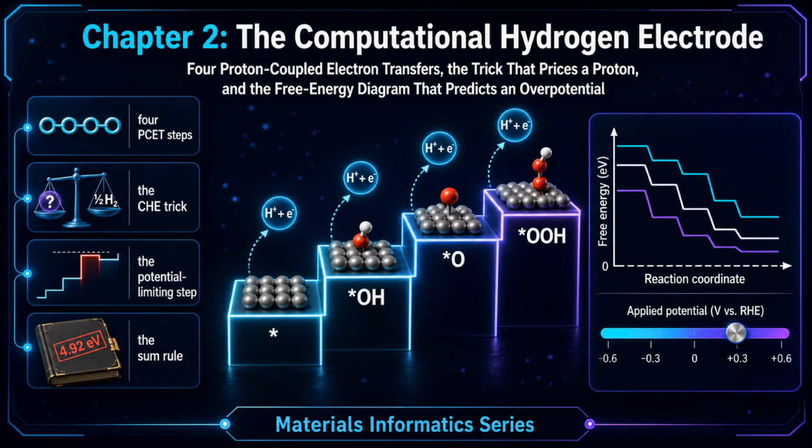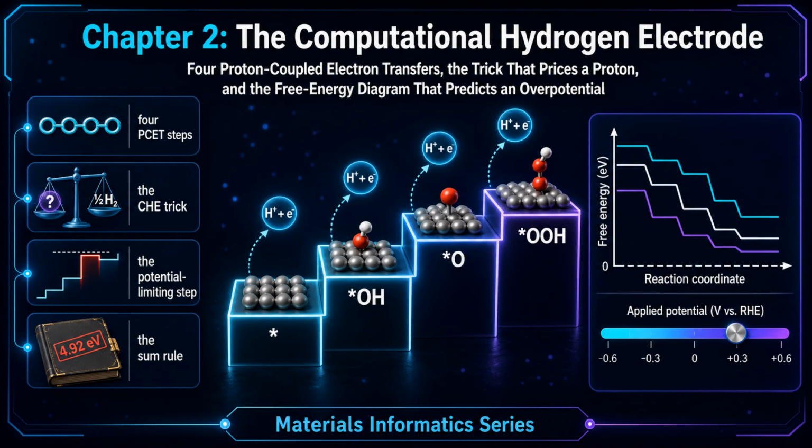Chapter 1 left us with a target and a difficulty. The target is the overpotential: the extra voltage a real anode demands beyond the 1.23-volt thermodynamic price. The difficulty is that computing it appears to require simulating an electrified interface.